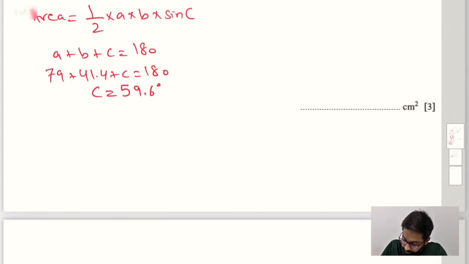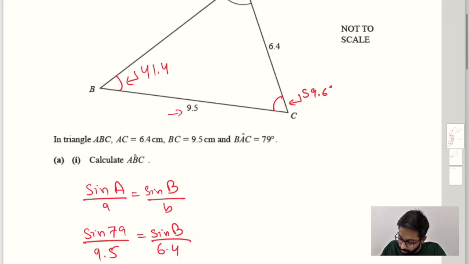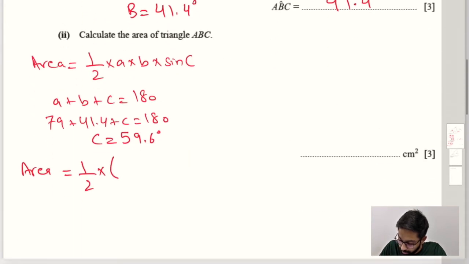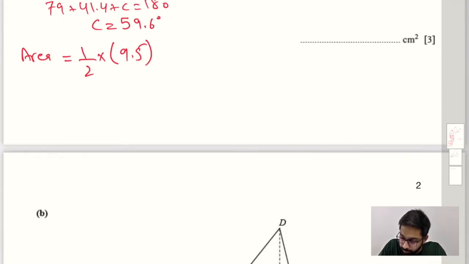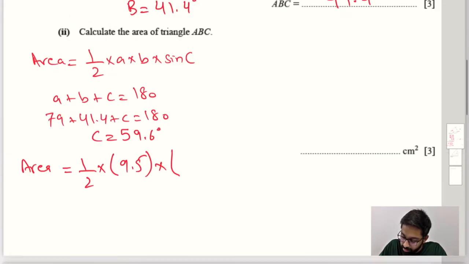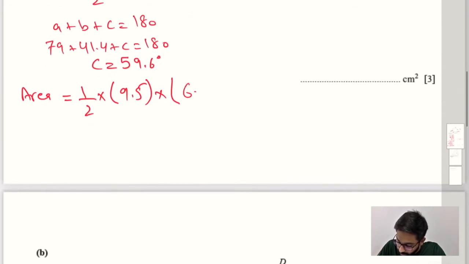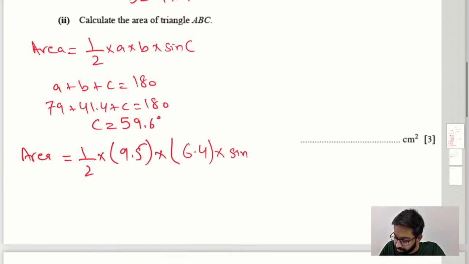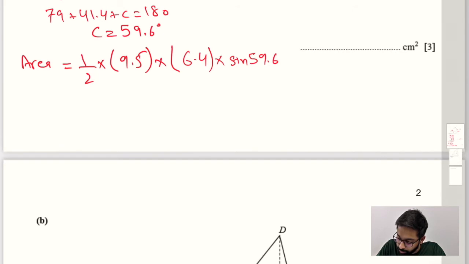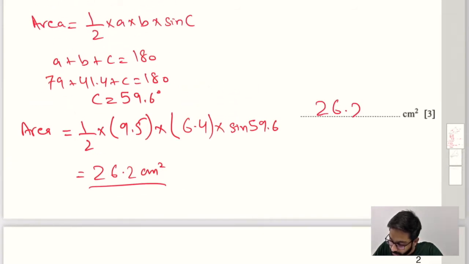Now let's plug the values into the formula. So it says area equals half times A. A is 9.5, the length. So we use 9.5 times B, which is 6.4. We use 6.4 times sine C, which is 59.6. So we use sine 59.6. The area comes out to be 26.2 centimeters squared. Okay, that is your answer, so you can write it right here, 26.2 centimeters squared.